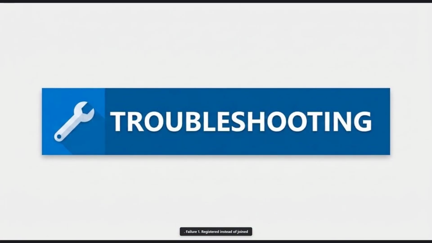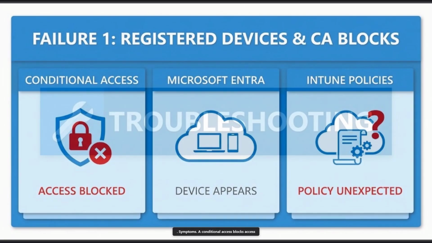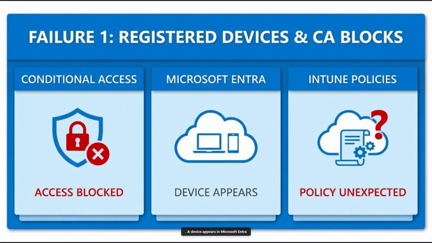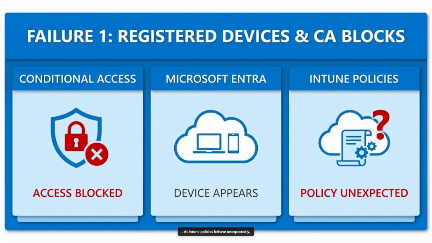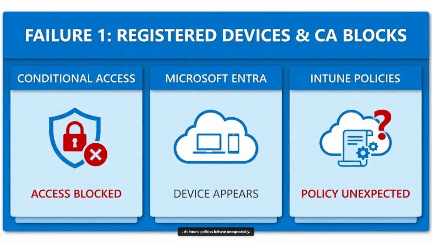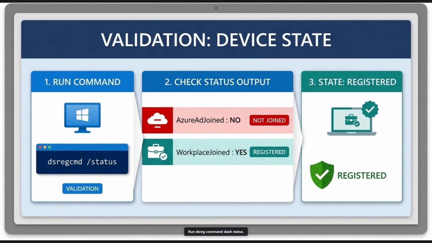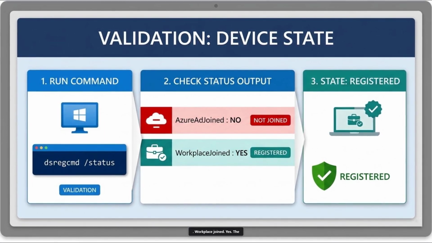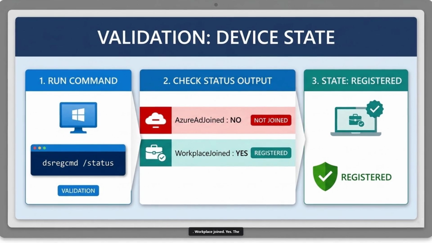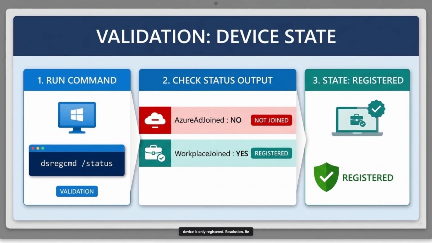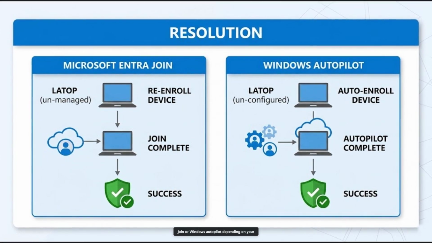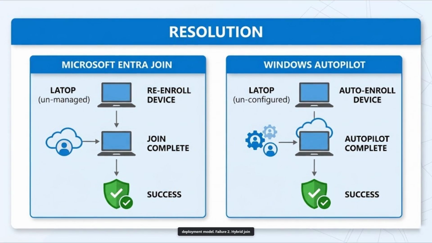Failure 1. Registered instead of joined. Symptoms. Conditional access blocks access. The device appears in Microsoft Entra. Intune policies behave unexpectedly. Run dsregcmd /status. If you see AzureAdJoined: NO and WorkplaceJoined: YES, the device is only registered. Resolution. Re-enroll the device using Microsoft Entra Join or Windows Autopilot, depending on your deployment model.